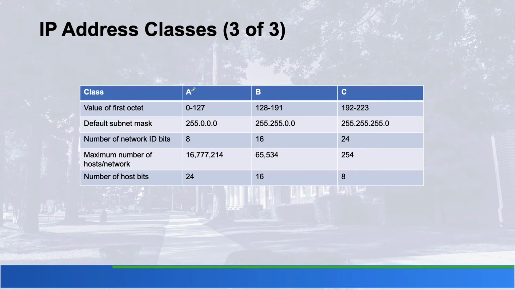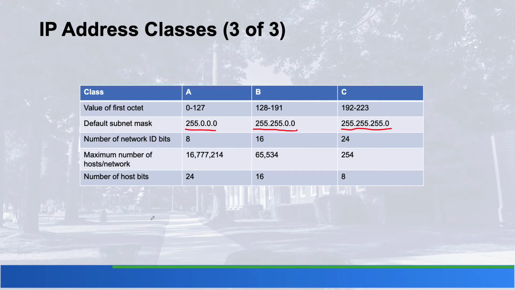So with a Class A address, the subnet mask is always going to be 255.0.0.0. For a Class B address, the net mask is going to be 255.255.0.0. And for a Class C, our net mask is going to be 255.255.255.0. Remember, when we put the subnet mask together with the IP address, it tells us what network we're on.